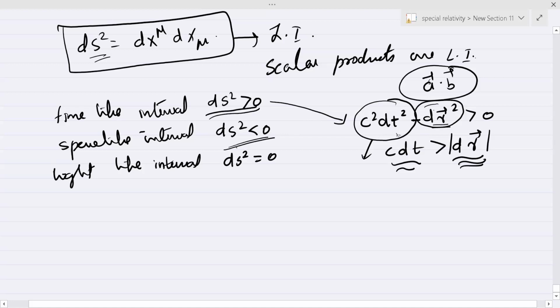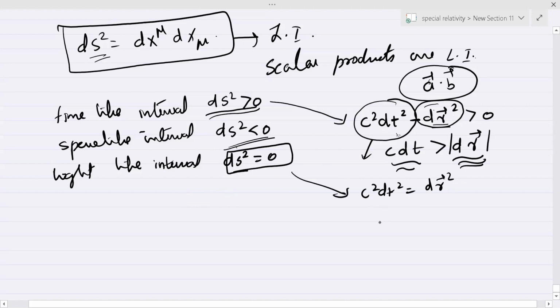And since we have a minus sign here, we have something new. ds square can be equal to 0 also. This is a light-like interval, also called the null interval. In this case, c square dt square is equal to dr vector square. This means that the events have exactly the separation that can be covered by a light signal.